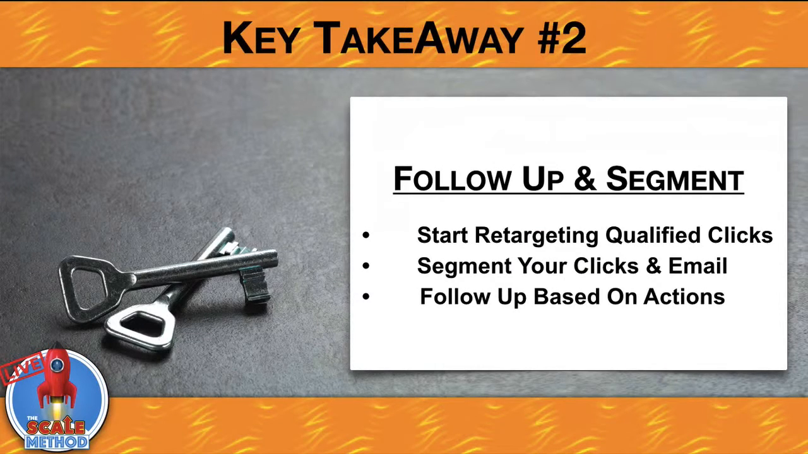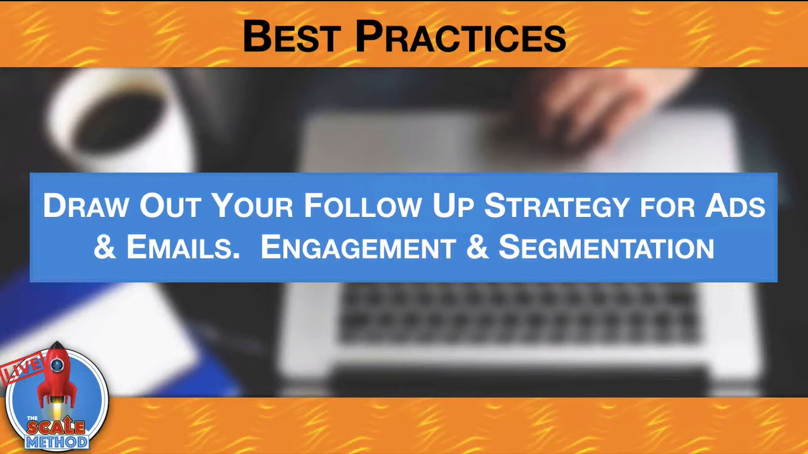Key takeaway number 2: Follow up and segment. Start retargeting on qualified clicks. Segment your clicks in email and follow up based on actions. Now here are some of the best practices. Draw out your follow-up strategy for your ads and your emails. Engagement and segmentation: what are people reading? What do people like to engage with? Where can you send people next that's logical in your funnel?